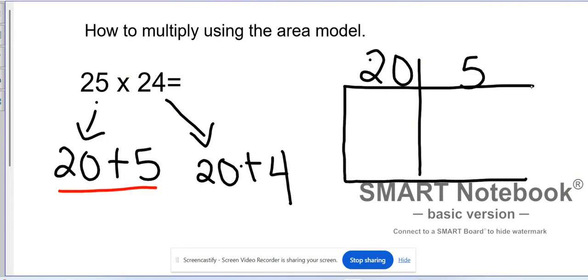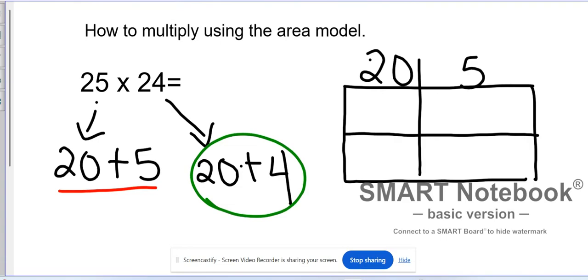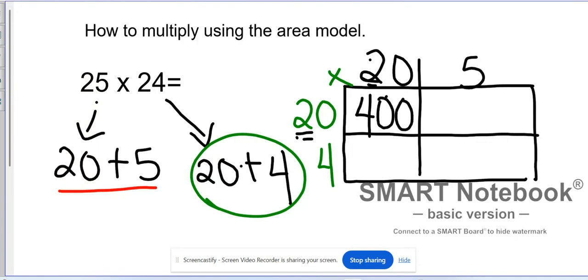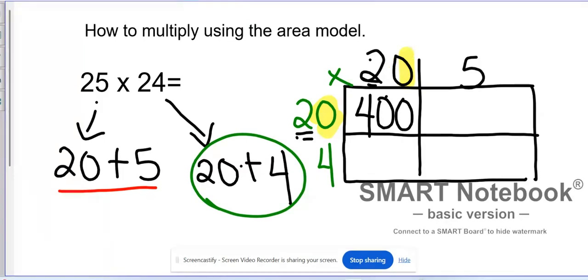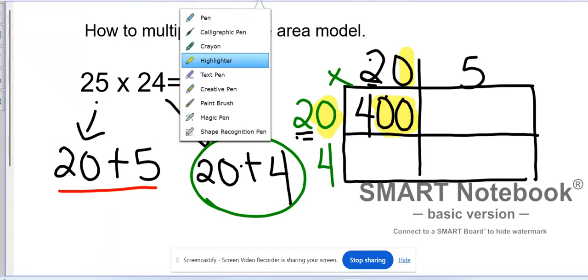And down this side, I'm going to have 20 plus 4. So here I have 20 plus 4. I'm going to put multiplication here. And I'm going to start off by saying, what is 2 times 2? Now 2 times 2 is 4. And how many zeros do I have? I have 2 zeros. The 2 zeros I'm talking about is 1 zero here and 1 zero here, which means I'm going to put 2 zeros there.